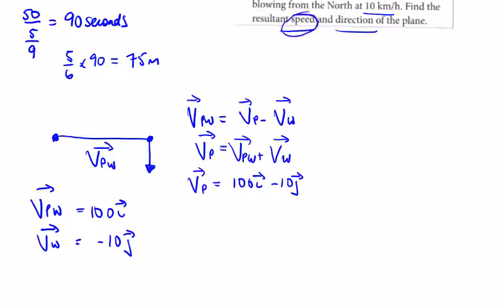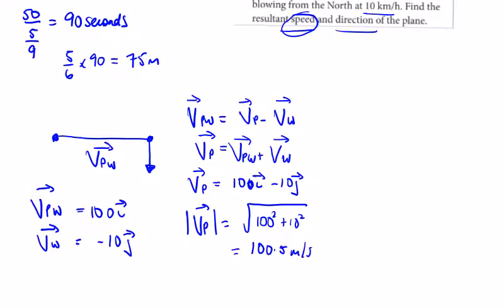So the resultant speed, so the speed is going to be the magnitude of this, so the magnitude of it, the square root of 100 squared plus 10 squared, which is 100.5 meters per second.